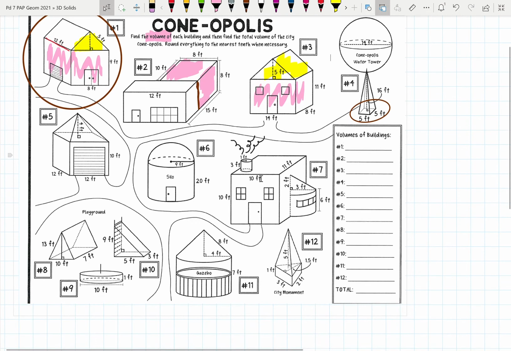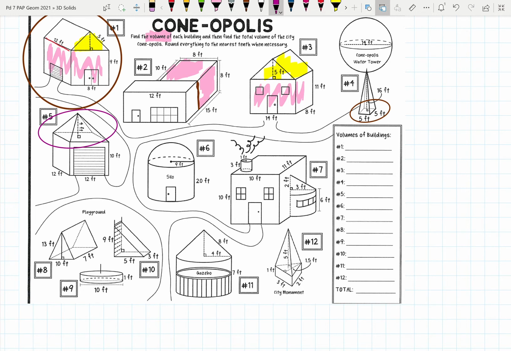On problem number 5, once again, you have a rectangular prism, but on top of it, instead of a triangular prism, you now have a pyramid sitting on top of it. So that's a pyramid with the base, that's a 12 by 12 square, and a height that's 9 feet. Remember, for pyramids and for cones, you have to use the 1/3 area of the base times the height for the volume. Number 6, the bottom is a cylinder and the top is a hemisphere.